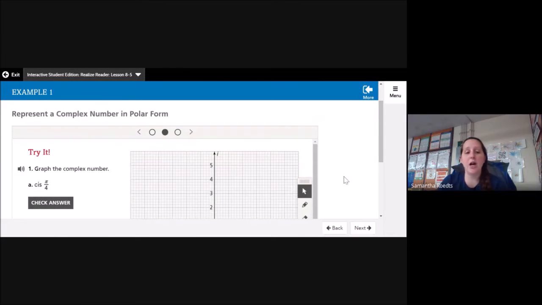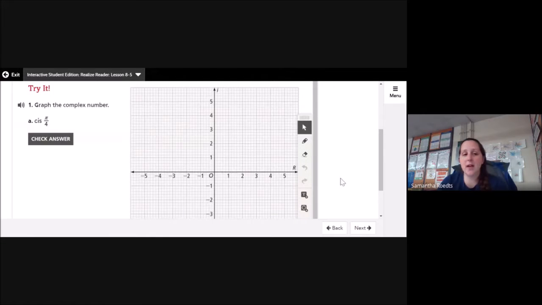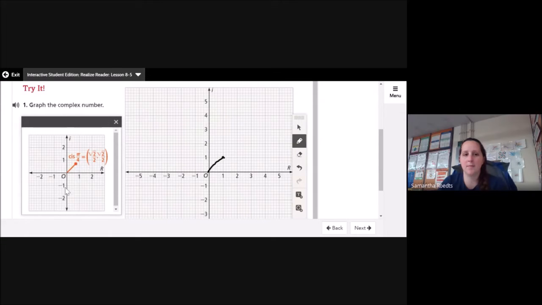All right, let's try it. Graph the complex number cis pi over 4. Remember, this is cosine pi over 4 plus i sine pi over 4. The cosine and the sine of pi over 4 are the square root of 2 over 2, which would put me about here. So you can see the cosine of pi over 4 is the square root of 2 over 2. The sine of pi over 4 is the square root of 2 over 2.